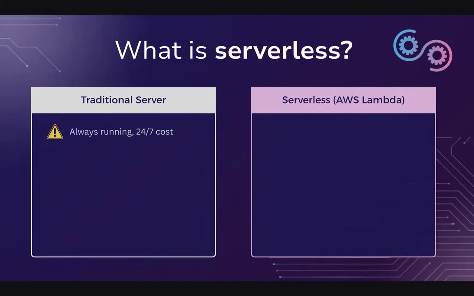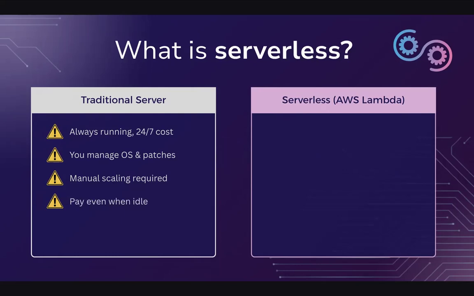With the traditional server, as you can see in the slide, you will need a machine running 24 hours a day. Even when nobody is using it, you pay for it constantly, you manage the operating system, and with a traffic spike, you have to manually scale it up. This is both expensive and slow.